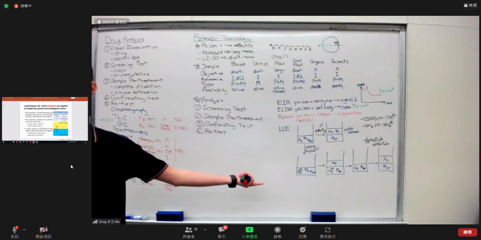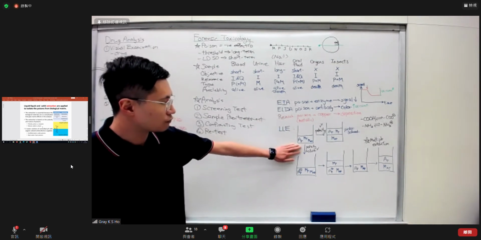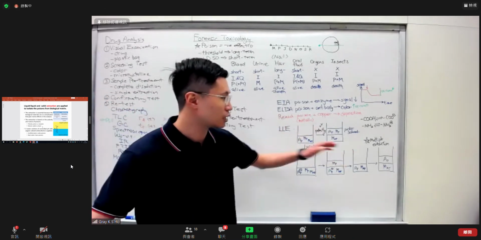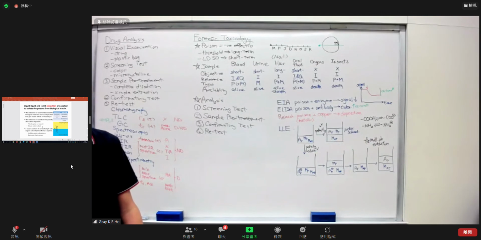Actually, you can see the whole approach is quite comprehensive and tedious. So polarity together with the nature. Not only adding in the extraction solvent, you have to adjust the pH as well. And to play safe, multiple extraction will be applied in order to maximize our recovery.